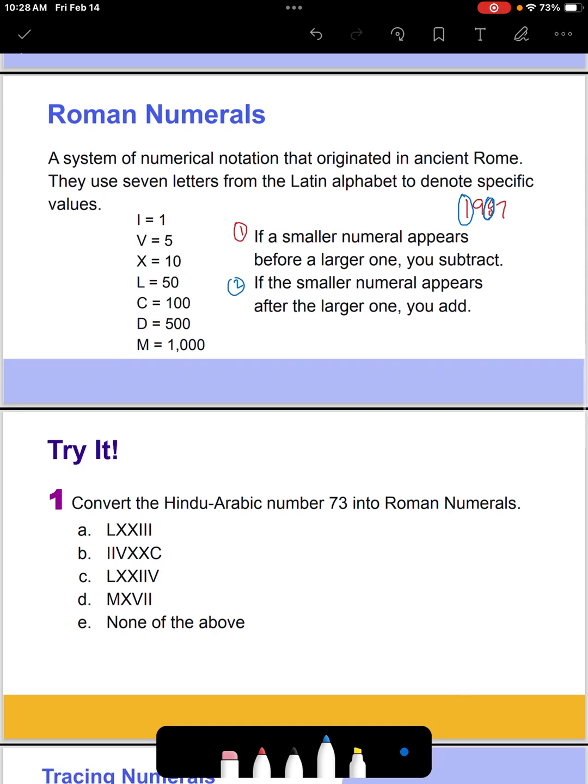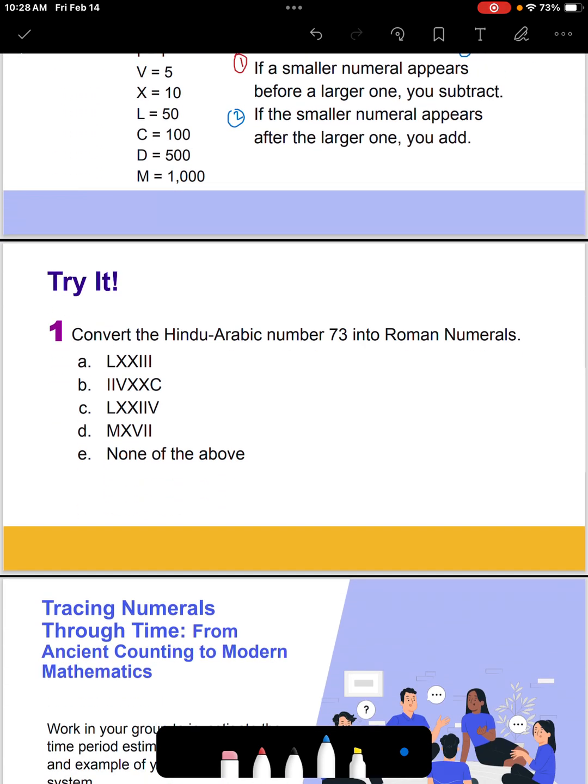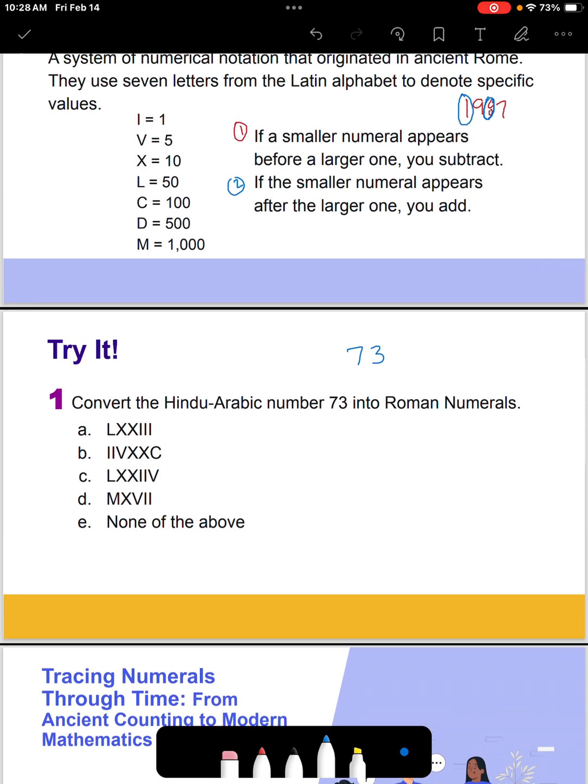So let's look at a couple of examples. Here's the first one, 73. Notice how the smaller number, which is the 3, appears after the larger one. It appears after the 7. So that means we're going to add.